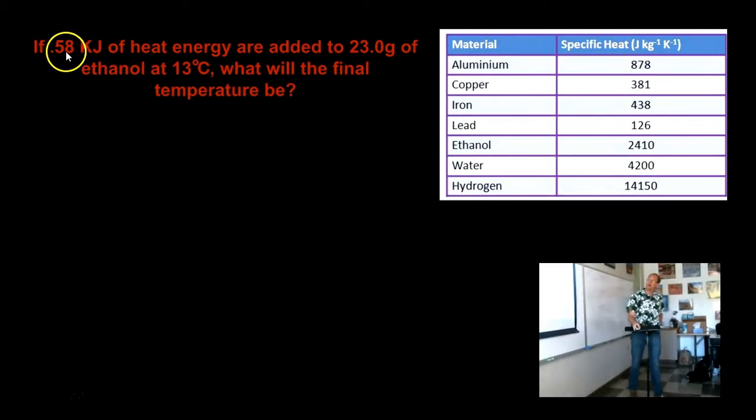If 0.58 kilojoules, so that's 580 joules if you were to write it out in normal numbers, of heat energy are added to 23 grams of ethanol at 13 degrees Celsius, what will the final temperature be? So it starts at 13. I'm going to calculate the change in temperature based on the value for C and the mass of the ethanol that I'm using here. I've got a table of specific heat values.